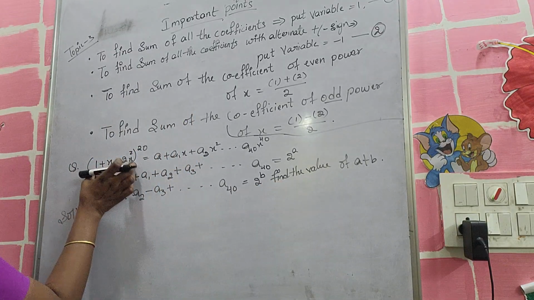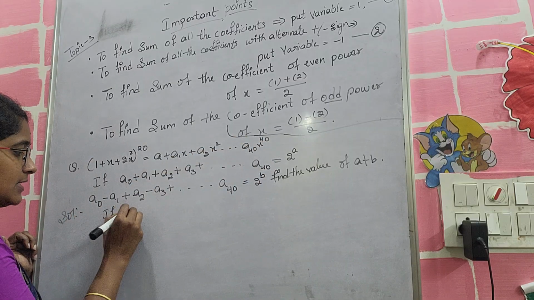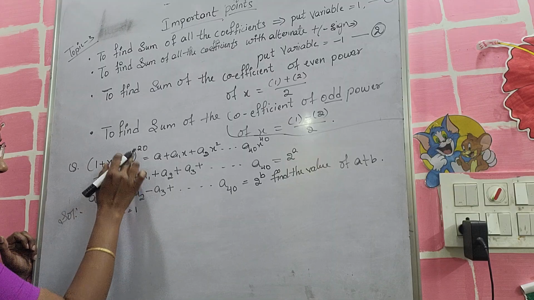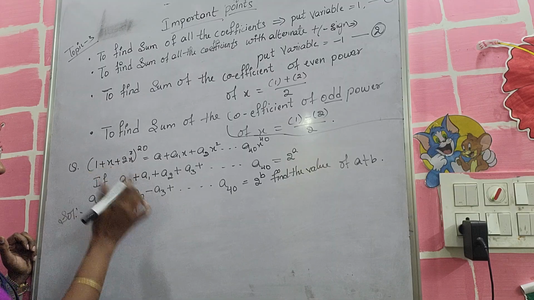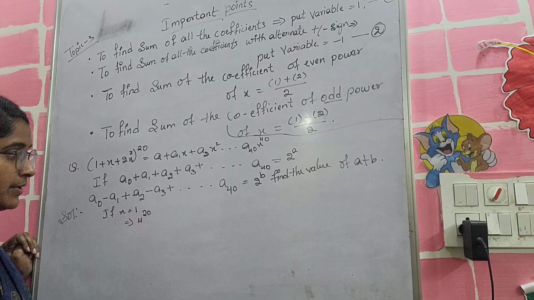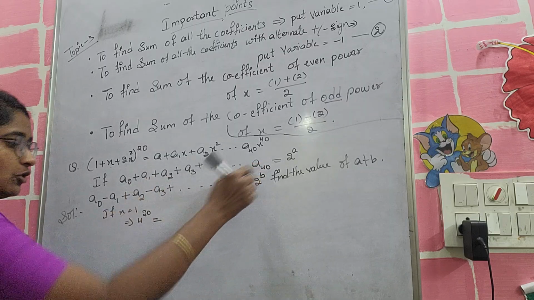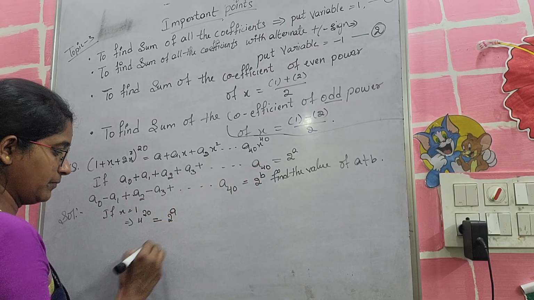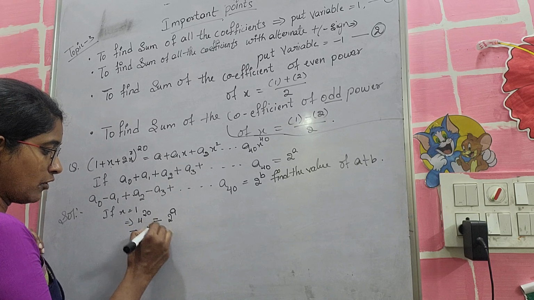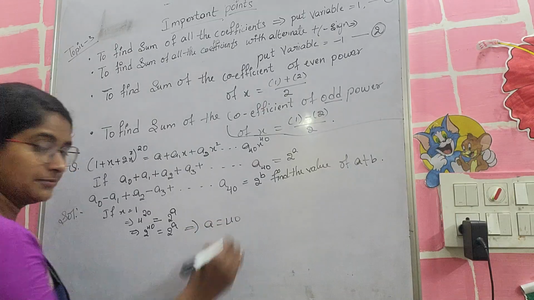Now in this we'll keep x as 1 and get the value. So if x = 1, what will you get? 1 + 1 is 2, and 1 squared is 1, times 2 is 2, 2 + 2 is 4, so it is 4 power of 20. This total value is how much they were saying? 2 power a. Can I write this as 2 power 40 equals 2 power a? Then what will I get? a = 40.